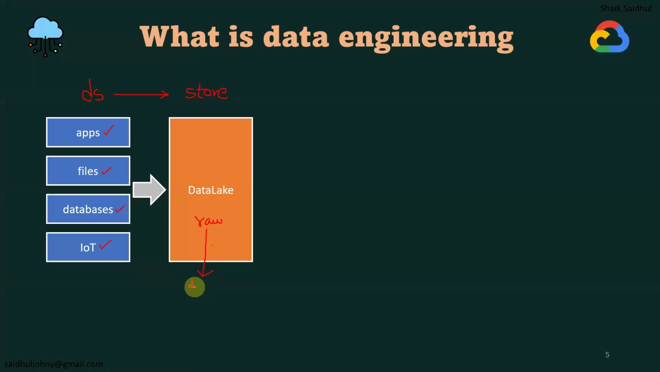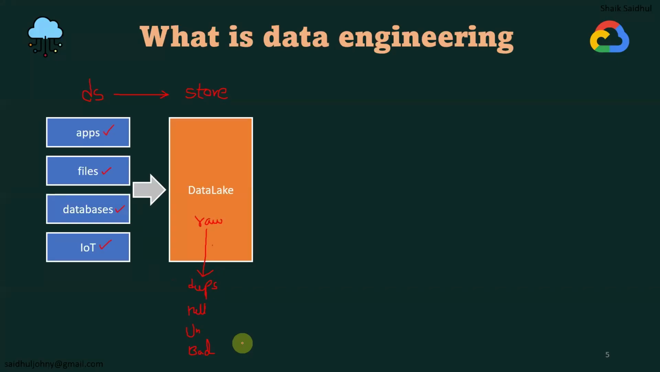It may have duplicates. It may have null values. It may have unnecessary columns or bad records. So it may have plenty of problems because you're dealing with raw data. When you're dealing with raw data, you can't directly use it for analysis purposes because it may have duplicates, null values, and not required or unnecessary records, columns, or bad records.